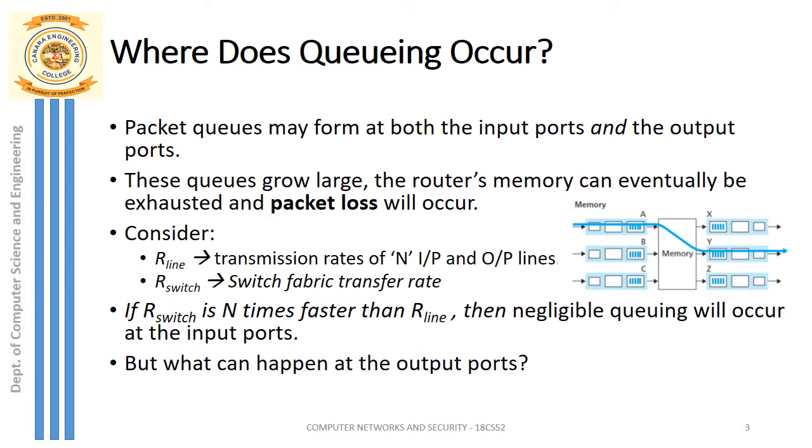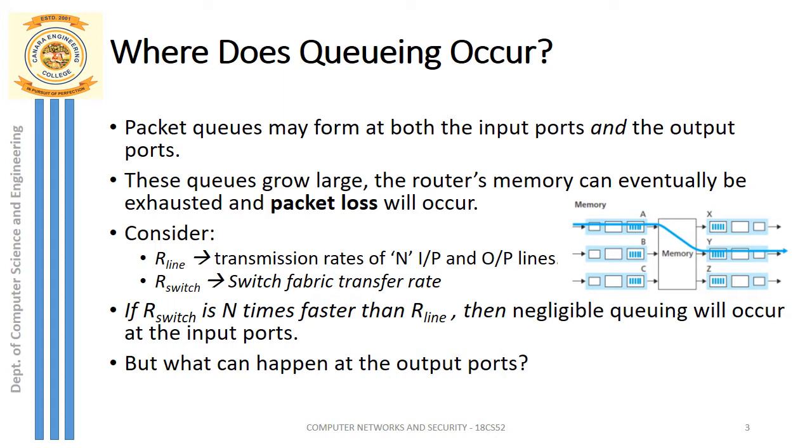We know that the queue size is not infinite. That is why, as these queues grow large, the router's memory can eventually be exhausted. Whenever there is no space for a packet to be stored temporarily, there will be a packet loss.